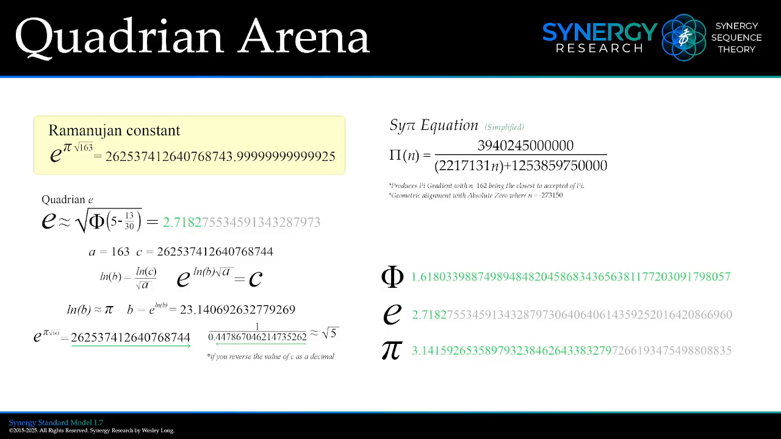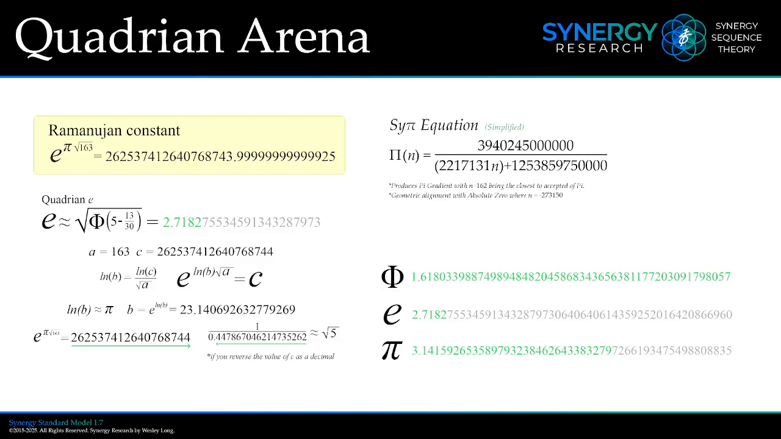But now the right side reveals the symbolic crown jewel, the SI pi equation. Pi(n) equals a fraction with numerator 3940255131n plus 125385885, over a denominator in n. This rational expression, built entirely from integers, dynamically generates values that converge toward pi as n approaches 162. The notes clarify: this equation produces a pi gradient, meaning it traces out values that align with pi at specific resonance points, including a geometrical alignment at n equals 92752, a symbolic reference to absolute zero.